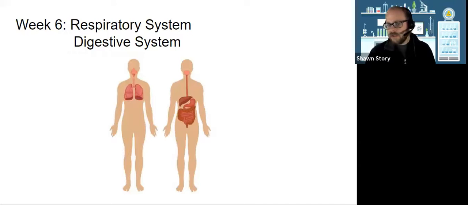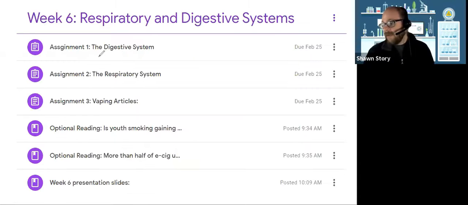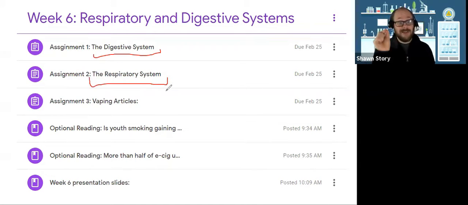So let's look at the homework one more time before I let you go, ladies. So assignment 1 is the digestive system. You're going to label the parts of the digestive system and those different organs, and then link to some of their functions of what they do. We're going to do the same thing for the respiratory system. You'll have a picture and you have to label those different organs and say kind of what they do. And then we have our 2 articles over vaping.